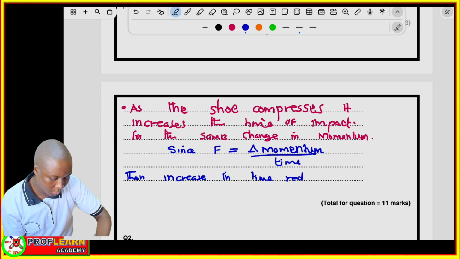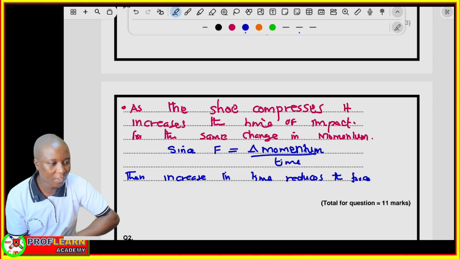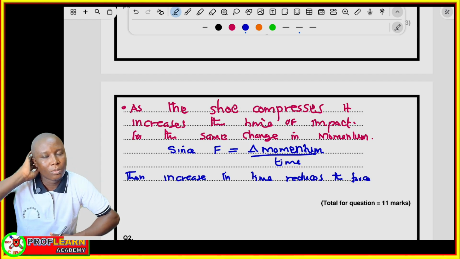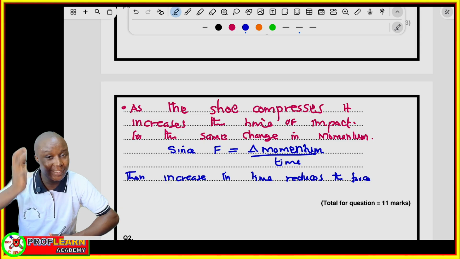Which means that if we have a gentleman who is standing next to the wall, and he tries to exert a force on the wall, then the wall will also exert an equal and opposite force back on the gentleman. So if you push a table, the table will also exert a force back on you.